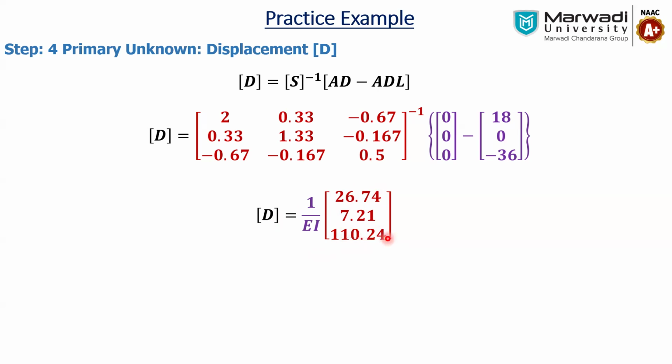So what is the indication of this? The first two are indicating the rotation at B and C. The third is nothing but the horizontal deflection at B and C, that is 110.24 by EI. So this is our primary unknown, rotation and deflection in the horizontal direction. Here is a major difference you can see between non-sway and sway frames: in the sway frame, the additional unknown is the horizontal deflection along with the rotations.